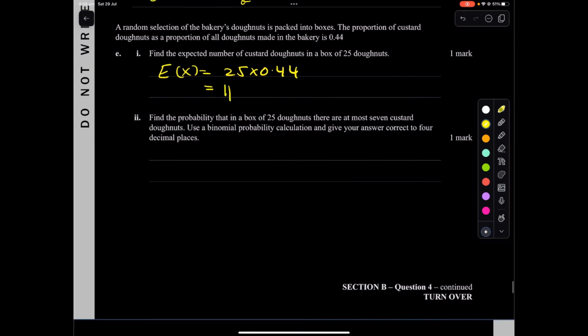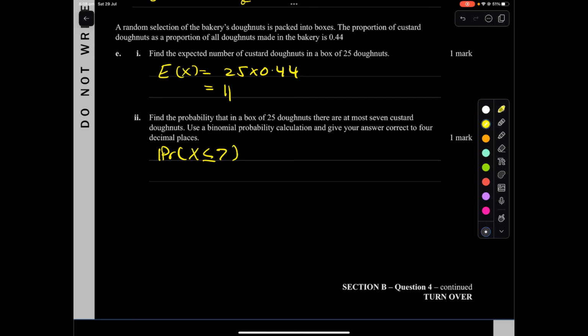Find the probability that in a box of 25 donuts there are at most 7 custard donuts, so we want X less than or equal to 7. I'm just going to use a binomial to give you an answer. Okay, that's what we're saying. So X is less than or equal to 7, is that true?